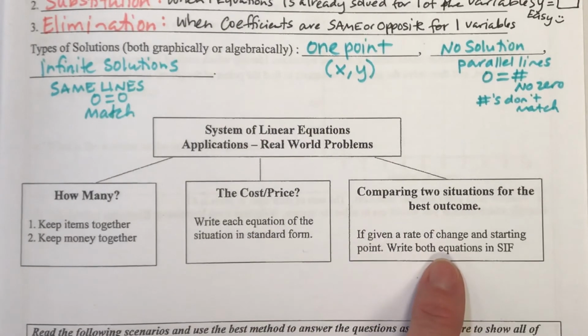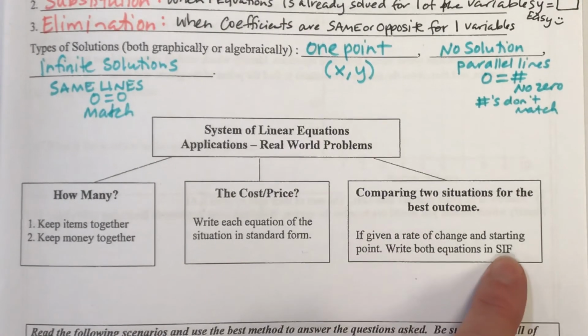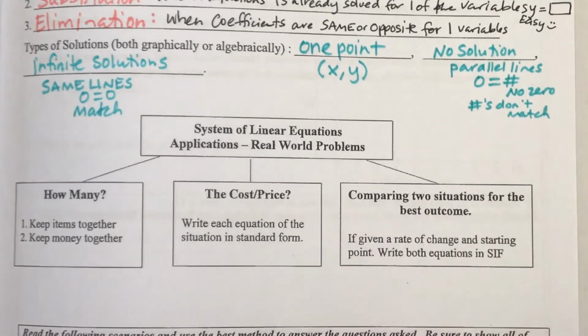And then lastly, comparing 2 situations for your best outcome. If you're given a rate of change and a starting point, then you would be using slope-intercept form, and that's what that stands for, slope-intercept form, just abbreviated.